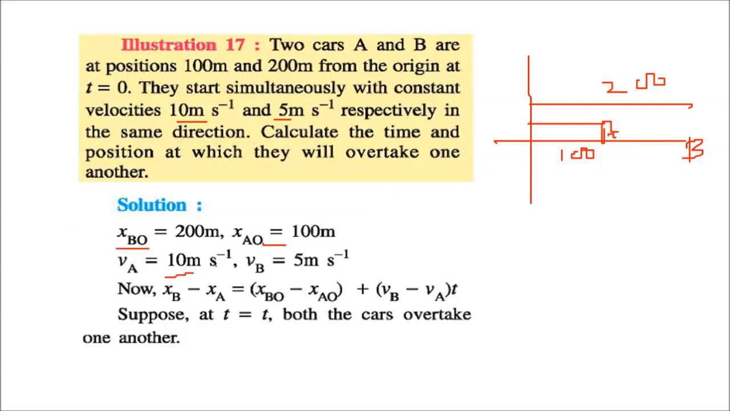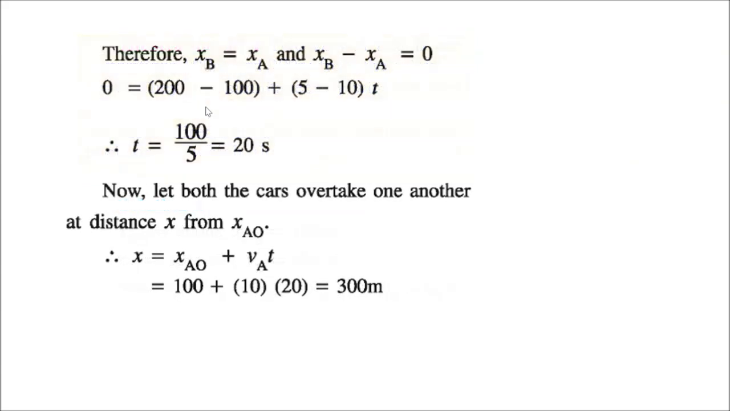Velocity of A is 10 meters per second, and the velocity of B is 5. Now we know this expression we have devised: XB minus XA is equal to XBO minus XAO plus (VB minus VA) t. We know all these values. Let us put this with time t. Just assume that at t equal to t, they are going to overtake. When they overtake, XB will be equal to XA, so XB minus XA will be 0. Other values remain the same. t will be equal to 20 seconds.